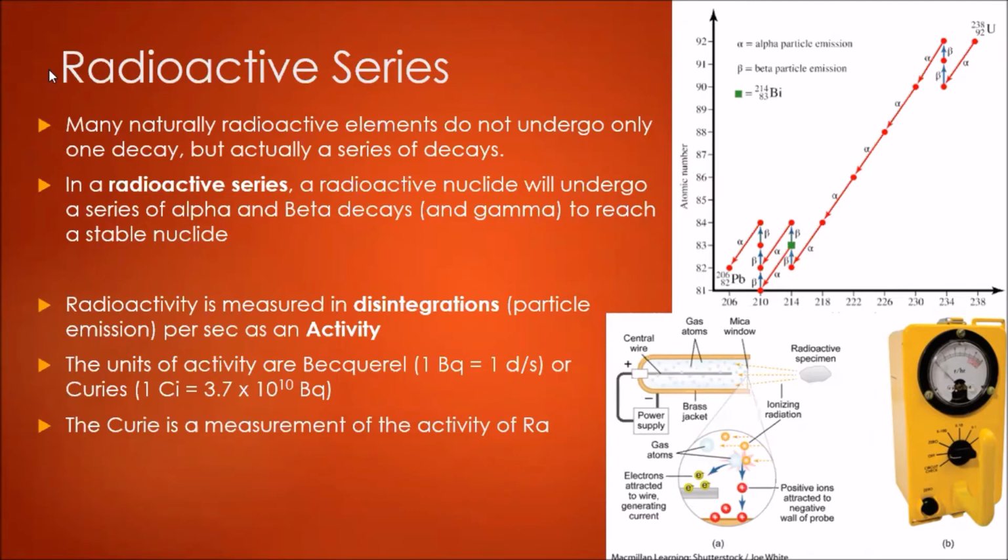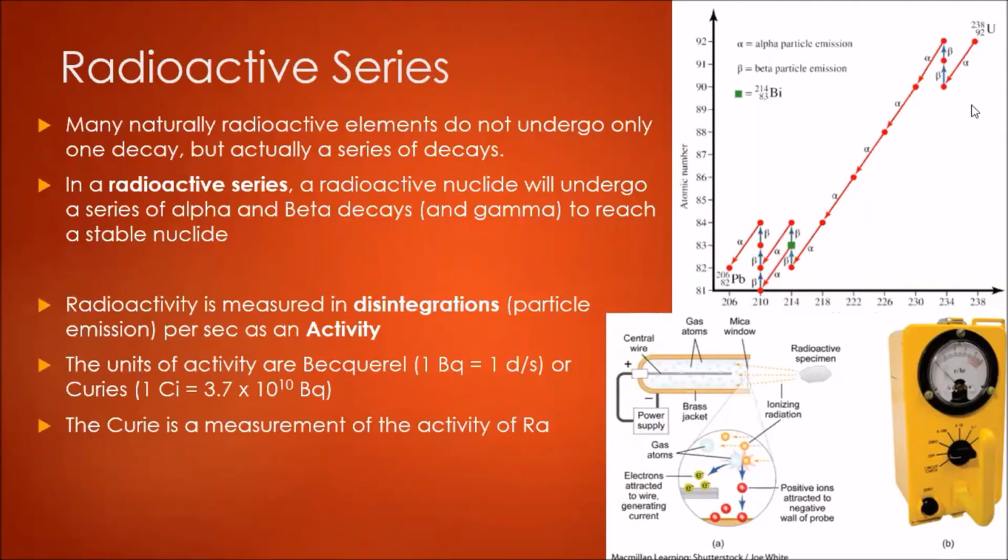Now one of the main things to worry about is what's called a radioactive series. Many naturally radioactive elements do not undergo only one decay, but actually a series of decays. They'll undergo a series of alpha and beta decays, and of course some gamma decays, until it reaches what's known as a stable nuclide.